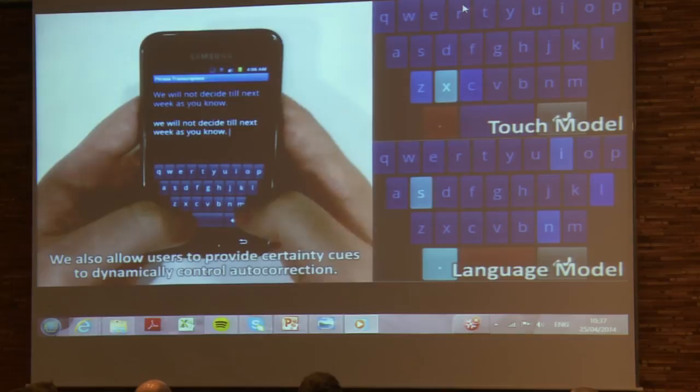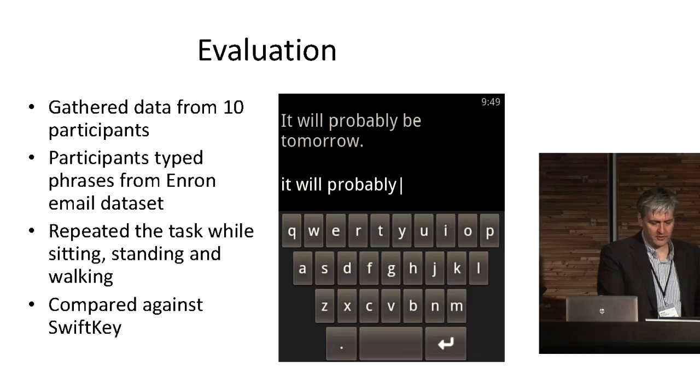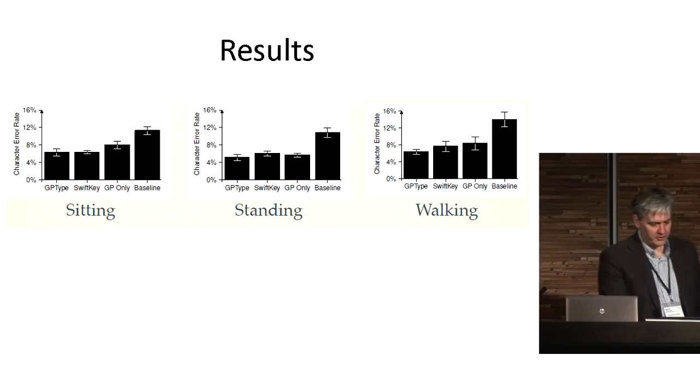Okay, so that's being presented next week at CHI. So you're getting the latest HCI results before the HCI community here. It was evaluated on 10 participants, and importantly, you're repeating the task while sitting, standing, and walking. That's something that's important to do when you're testing these things. It's not just to do it in a lab. You have to get people doing something more realistic. So you can see that the GP type gets the lowest error rates in sitting, standing, and walking situations.